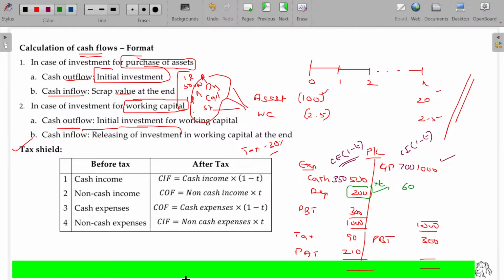In case of cash expenses, 1 minus T is the net cash expenses. In case of non-cash expenses, to the extent of T becomes your income. Cash has not gone out, but income reduced. To the extent of reduced income, you save the tax, you don't pay the tax. It comes this side. Now you tally this. 760, 760. What is the ultimate value? Profit after tax.